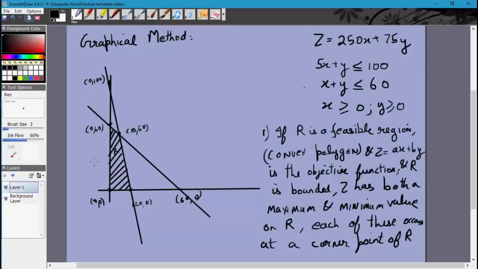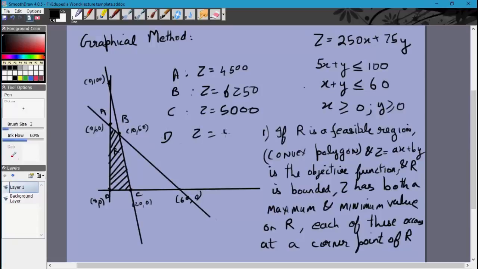Right. Now, in that case, the problem is much more simplified because we can just look at the value of Z at these 4 points. So let's call these A, B, C, and D. At point A, we have 0, 60, and Z comes out to be 60 into 75, which is 4500. At point B, 10, 50. So we have 2500 plus 50 into 75, which will come out to be 2500 plus 3750 or 6250. At point C, we have 20, 0, so 25 into 250, Z is equal to 5000. And at D, we have 0, 0, so Z is equal to 0.